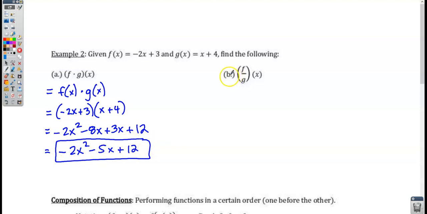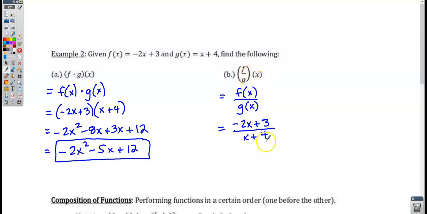All right, next. F divided by g of x. Again, that's going to be equal to f of x divided by g of x. And in this case, when I'm doing division, I don't normally put them in parentheses because the division bar is kind of an implied grouping symbol. It kind of implies that we're putting the numerator in parentheses over the denominator in parentheses. So I've never put parentheses around my functions when I do this because that grouping bar separates off the two functions. And so we end up with f divided by g of x being equal to negative 2x plus 3 all over x plus 4.